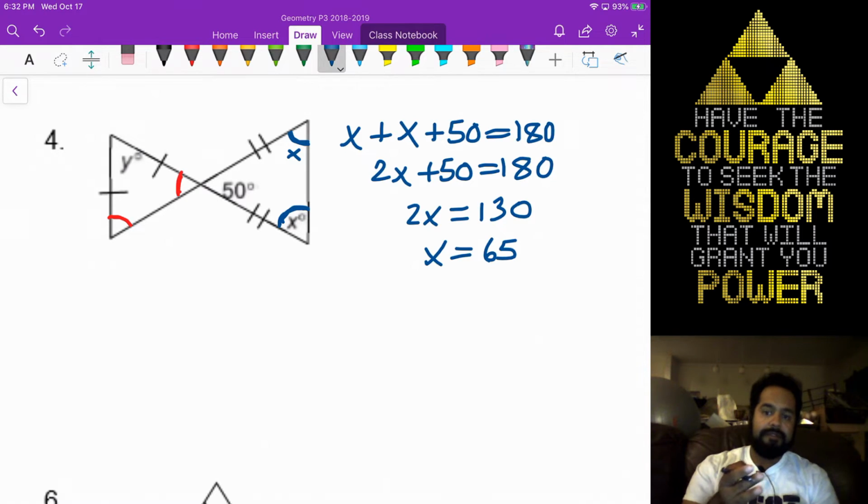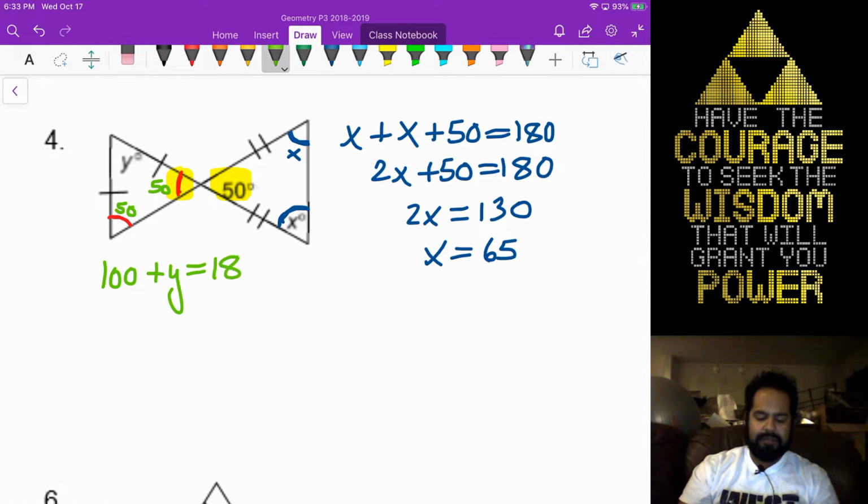Now going back over for y, we have to remember that this 50 and this angle here are formed by the two lines intersecting, which means that they're vertical angles. They're across from each other, and that means they're congruent. So that means this is 50 as well as this. So we're going to have 100 plus y equals 180 degrees. So y is going to equal 80.